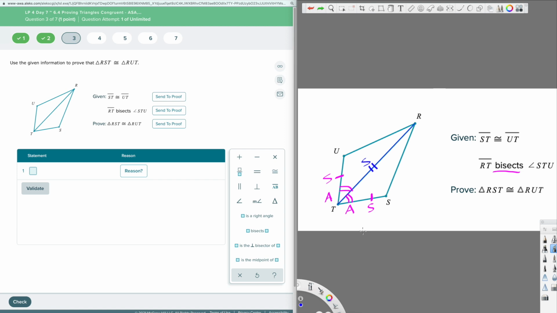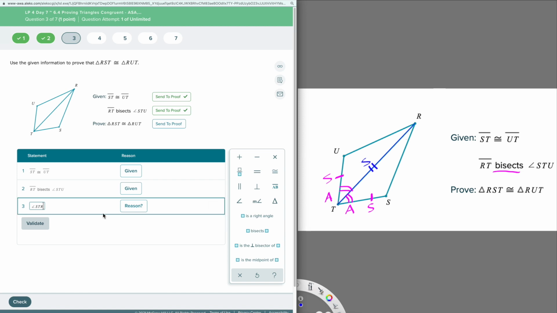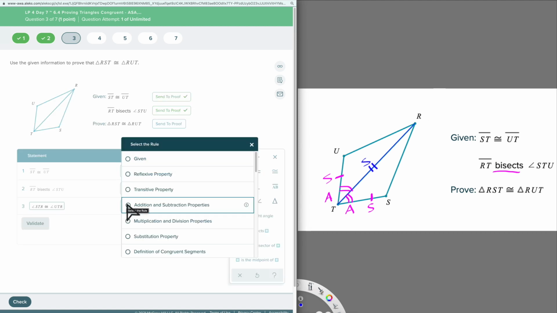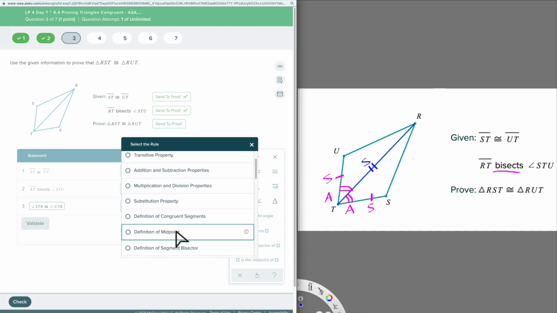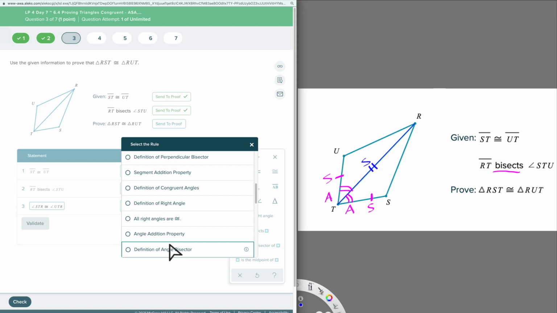All right, we have our plan of attack here. I know what to do. So I'm going to set up a proof for my two givens. So the two pink things are set, with the exception that I now have to define this. I know it was bisecting it. What does bisect mean? It means that it's going to cut that angle in half. So I'm going to have angle STR congruent to angle UTR. And the reason for that is I'm defining the word bisect. And not only bisect, but angle bisector. So I need definition of, where is it? Angle, congruent angles, angle bisector. There we go. Definition of angle bisector.